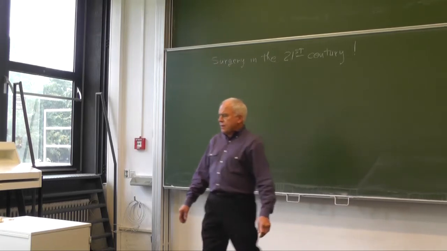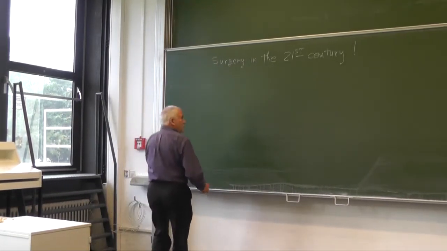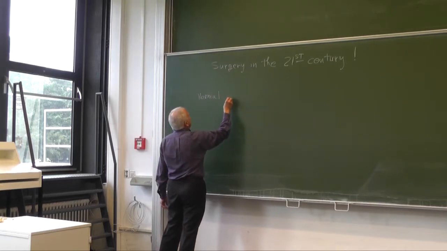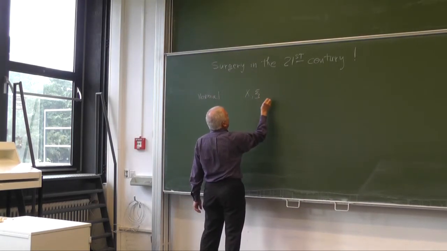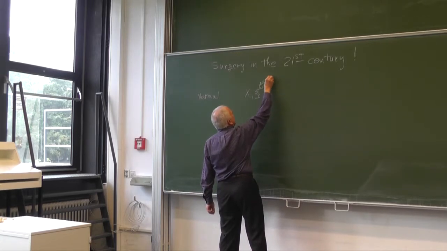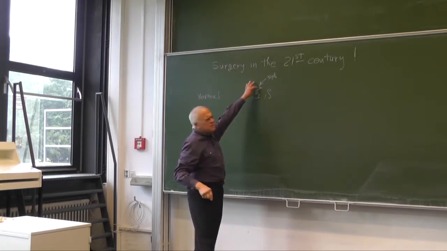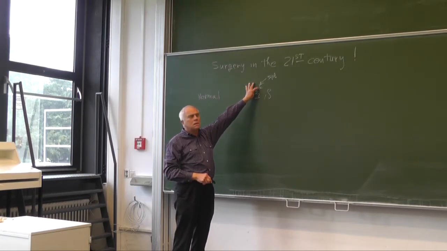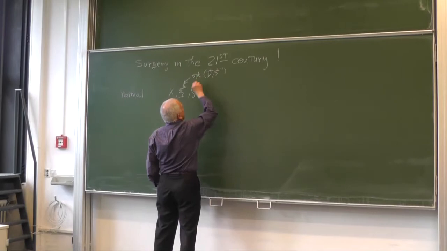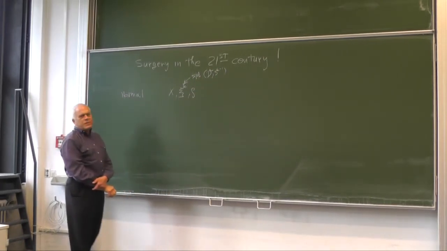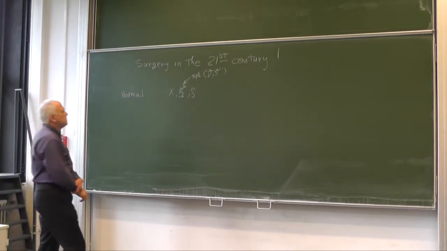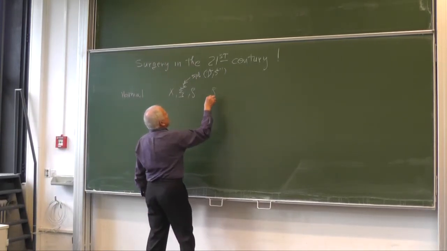So the context was normal spaces. Just recall that a normal space is a space together with a spherical fibration, together with a reduction. This would have dimension k. The k denotes the dimension of the disk bundle, not the sphere. So this is a D^k, S^(k-1) bundle. Of course, you can recover the disk bundle by just taking the mapping cylinder. But this is the structure. So bundle means spherical fibration.